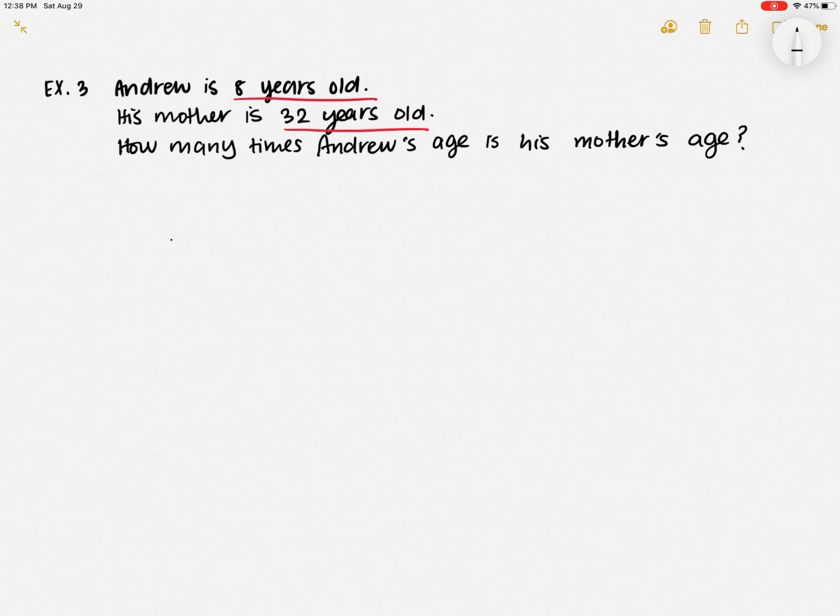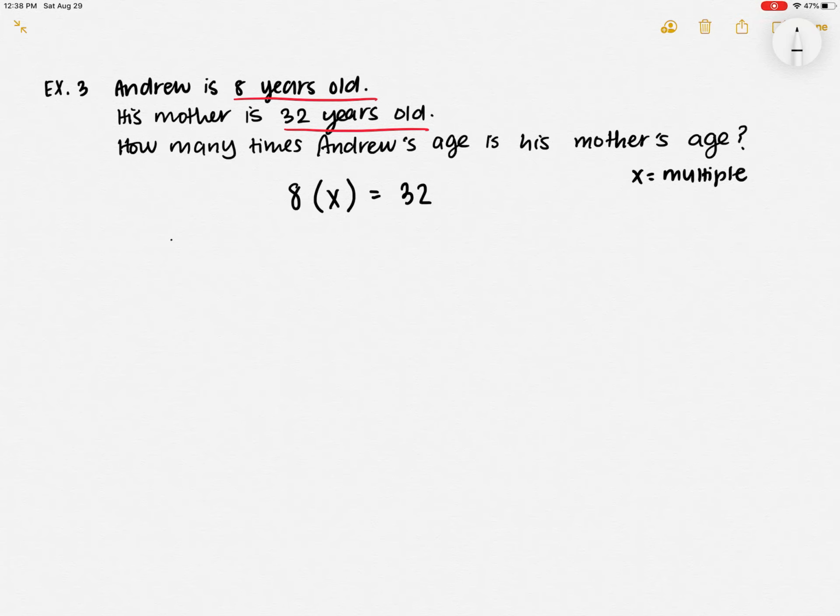For example 3, it says that Andrew is 8 years old. His mother is 32 years old. How many times Andrew's age is his mother's age? For this problem, you have to set up an equation. So it's asking for how many times Andrew's age. So 8 times a number equals his mother's age, which is 32. And we can replace this space with a variable, and we can name it like x equals a multiple. So 8 times a number will give you his mother's age.